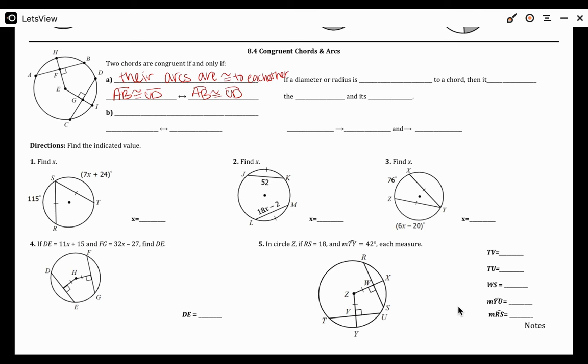We also know that the chords are congruent if they are equidistant from the center. So we have to know that if AB is congruent to CD, then FE is congruent to GE.